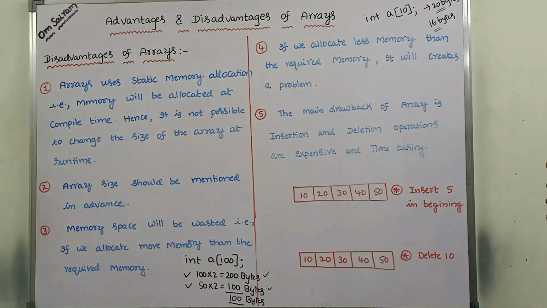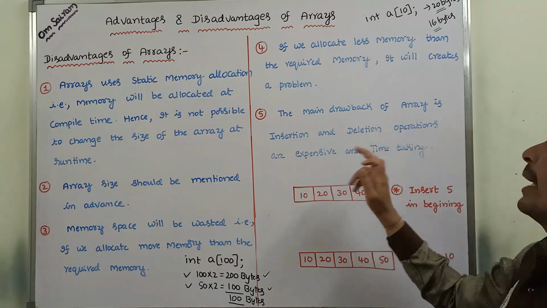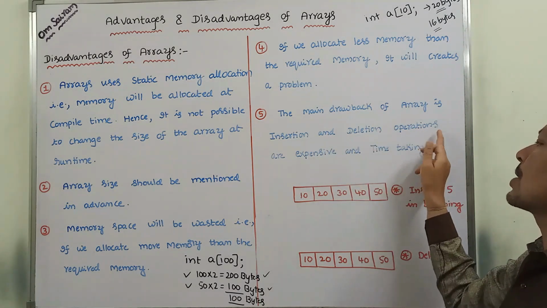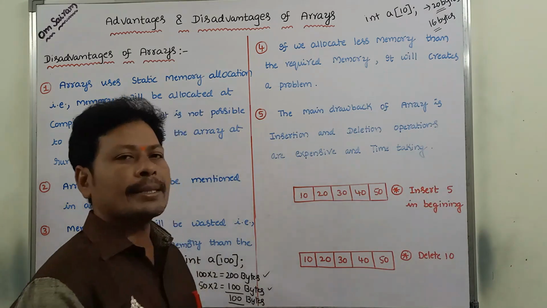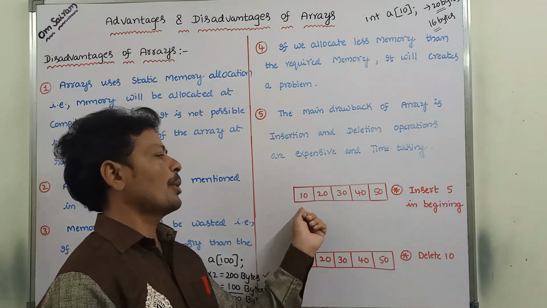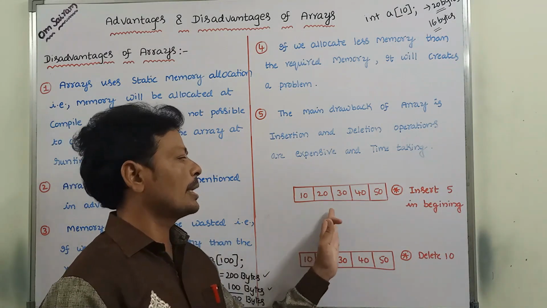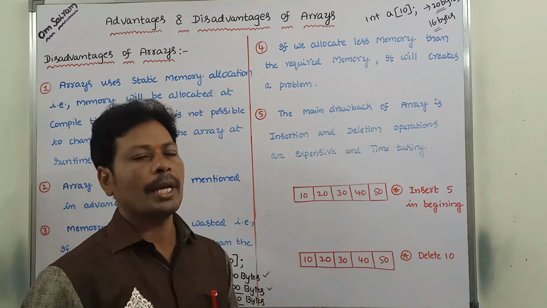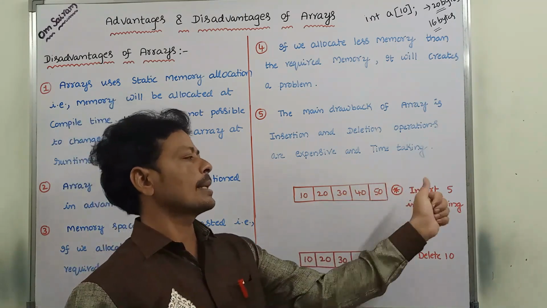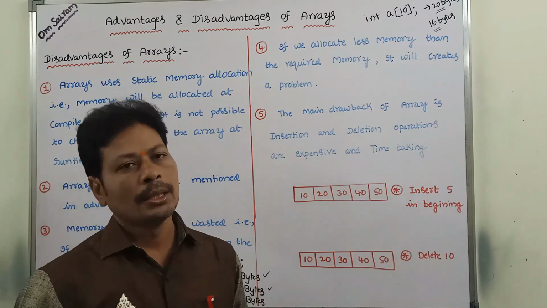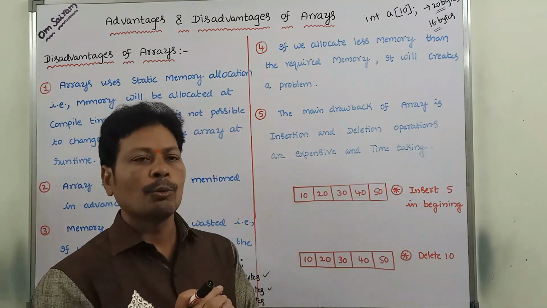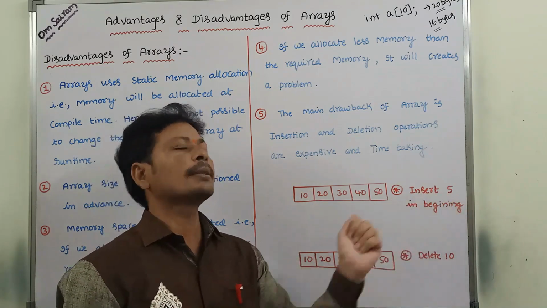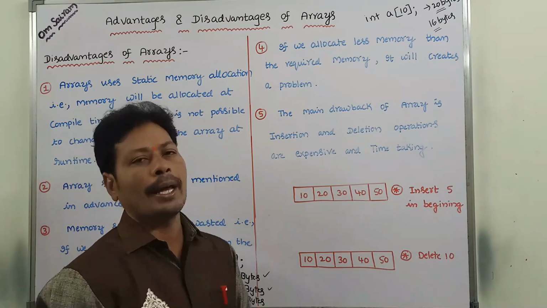Okay. Next point. The main drawback of array is insertion and deletion operations are expensive and time taking. For example, I am declaring the array size as 5. So we are storing 5 integers: 10, 20, 30, 40, 50. Suppose we want to insert element 5 at the beginning. What are the steps you have to follow? Array size is 5, but we want to store another element, that is 5, in the beginning of the array.